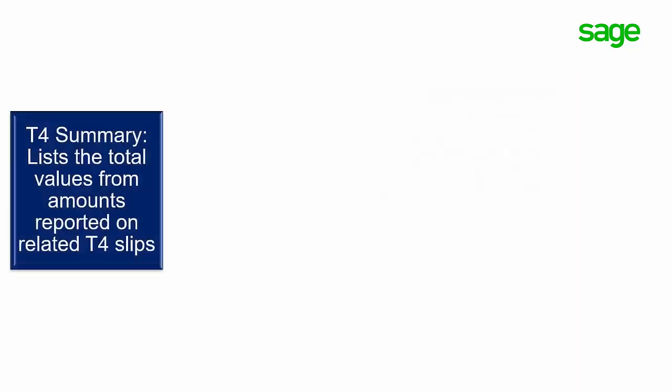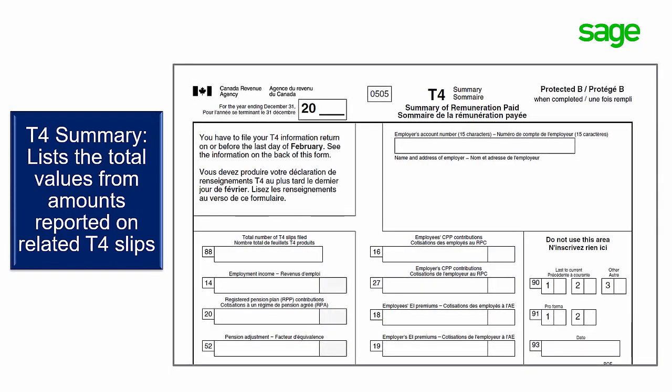A T4 summary lists the total values from amounts reported on related T4 slips. It is submitted together with the T4 slips. Before you begin to print T4 slips, you should complete the two tasks listed next.